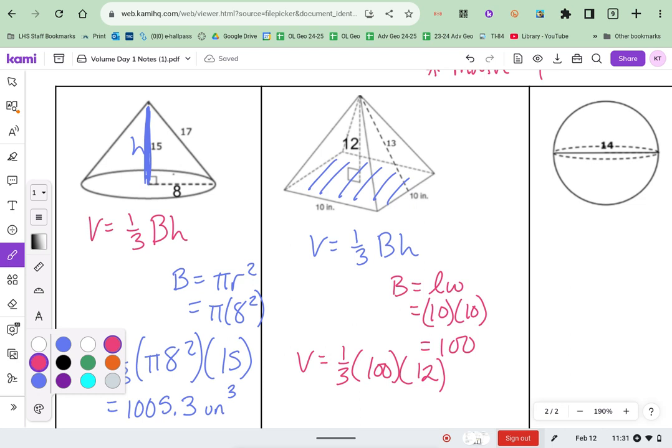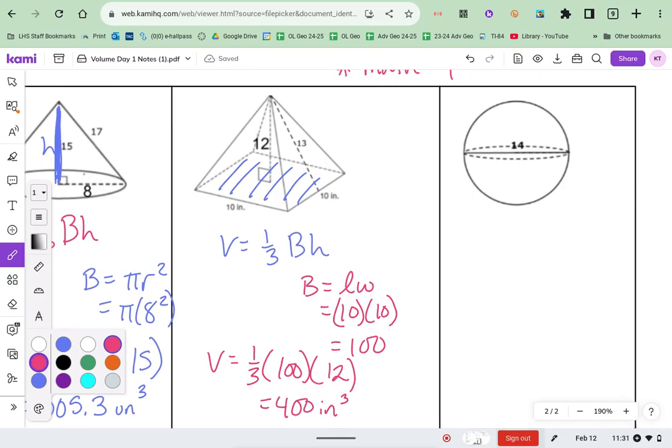Hang on just a second. That's why I'm just like, I'm just like this square.